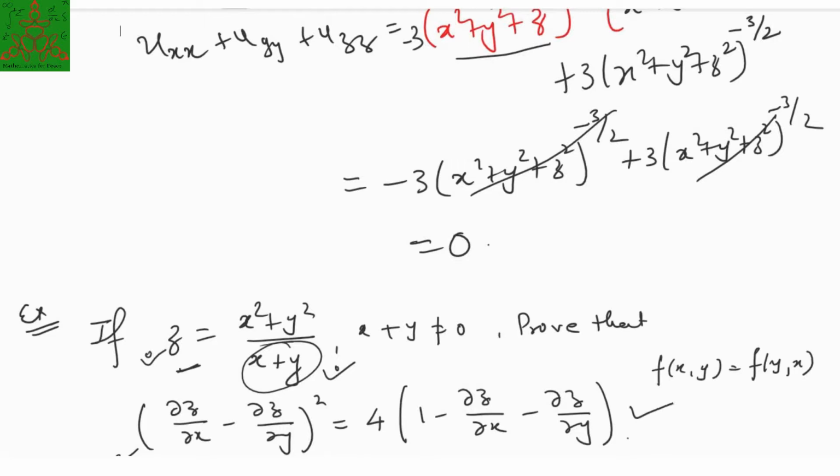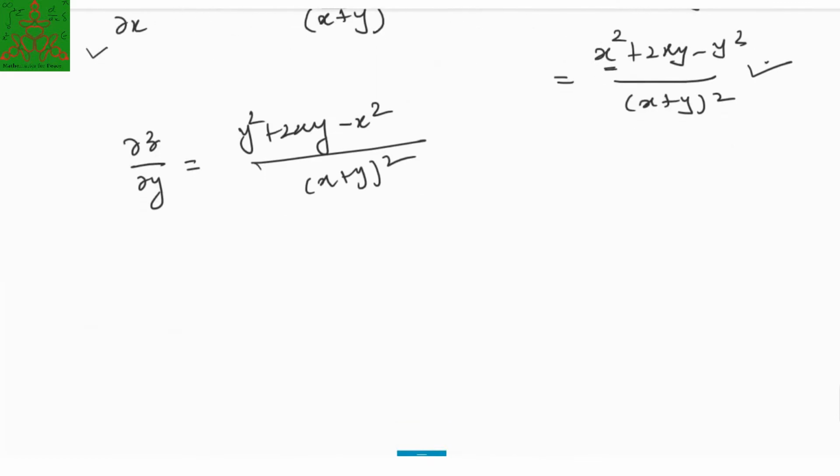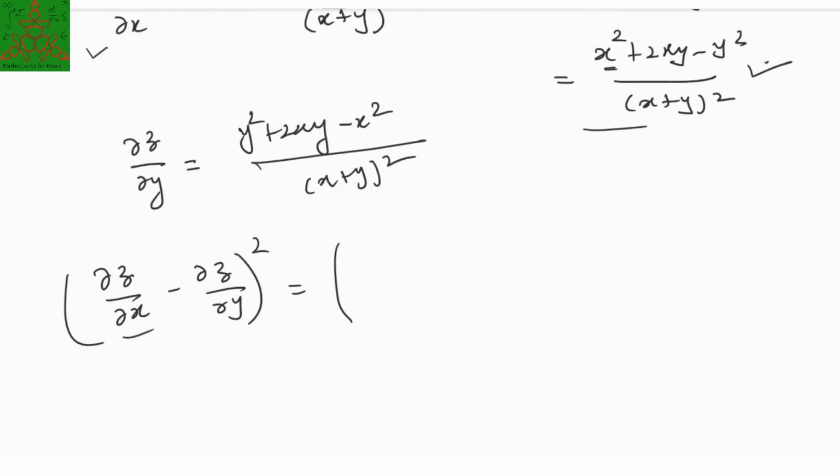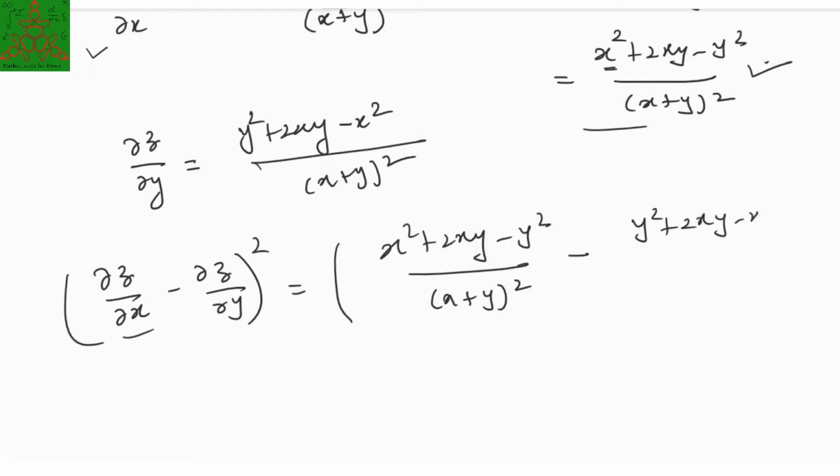Now the question is to prove this quantity. So I'm just calculating this side and then we are calculating that side, and we compare whether both of them are equal. So let us see what is (∂z/∂x − ∂z/∂y)². You have just seen that ∂z/∂x is this quantity, that is (x² + 2xy − y²)/(x + y)² minus (y² + 2xy − x²)/(x + y)².